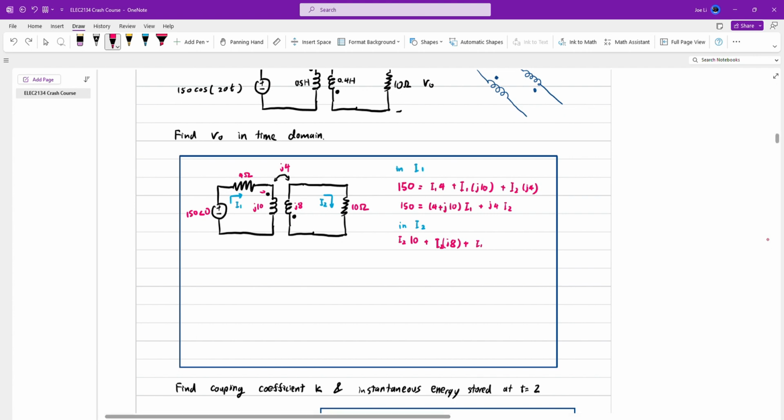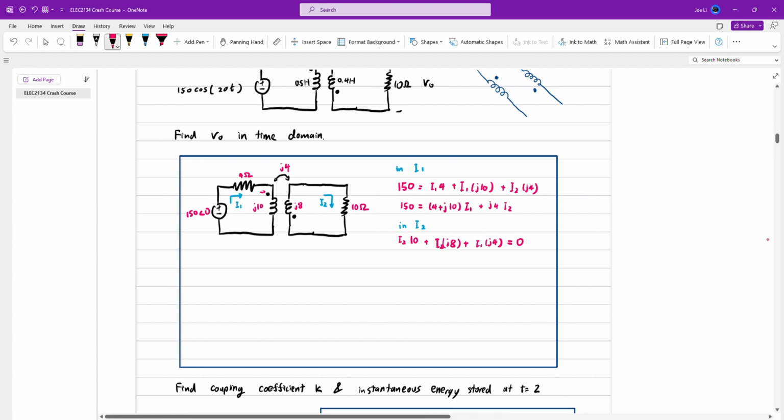Oh, actually, I might be mistaken. Current goes here. My bad. So this is going to be positive. This is going to be negative. So we will just go ahead and add j4. We add it because, by the dot convention, it equals 0.